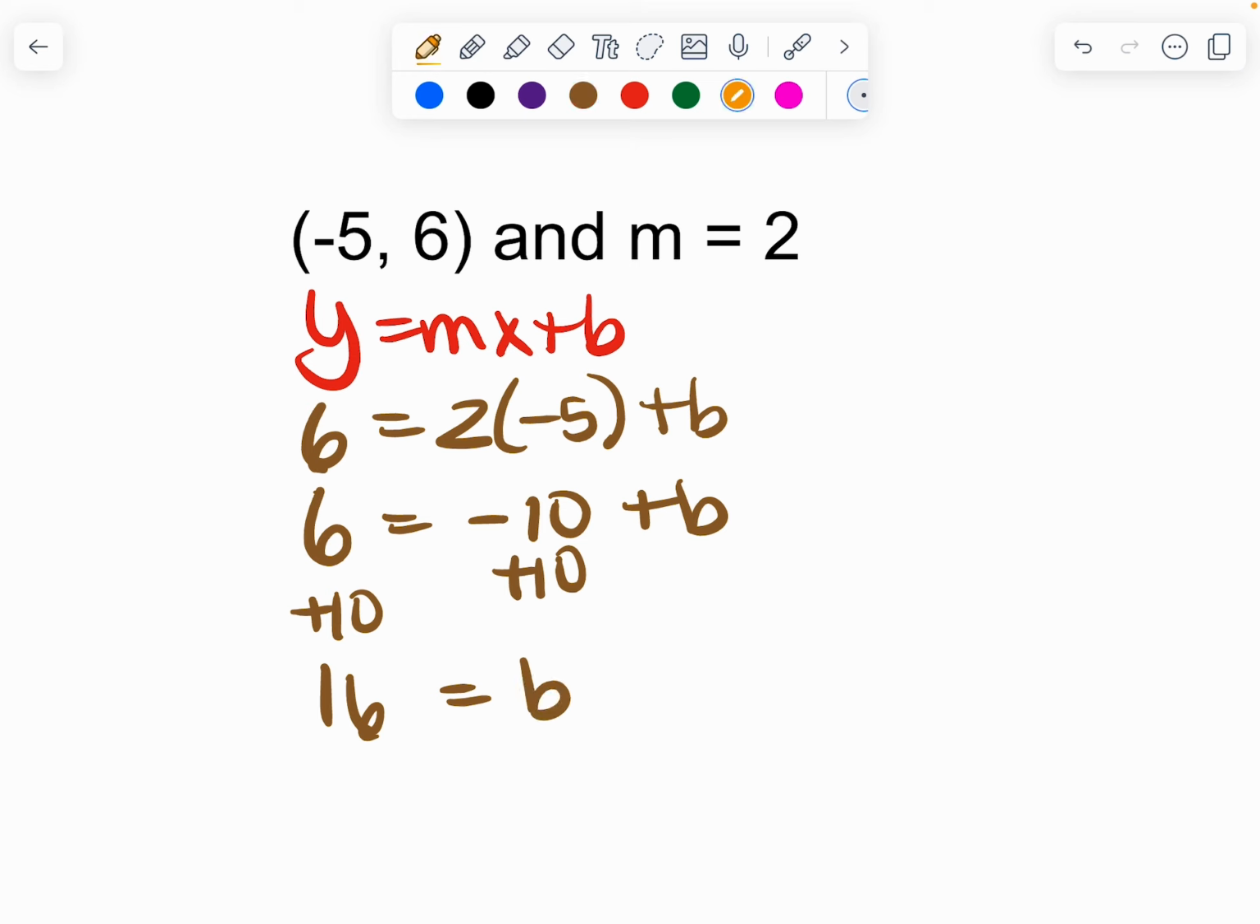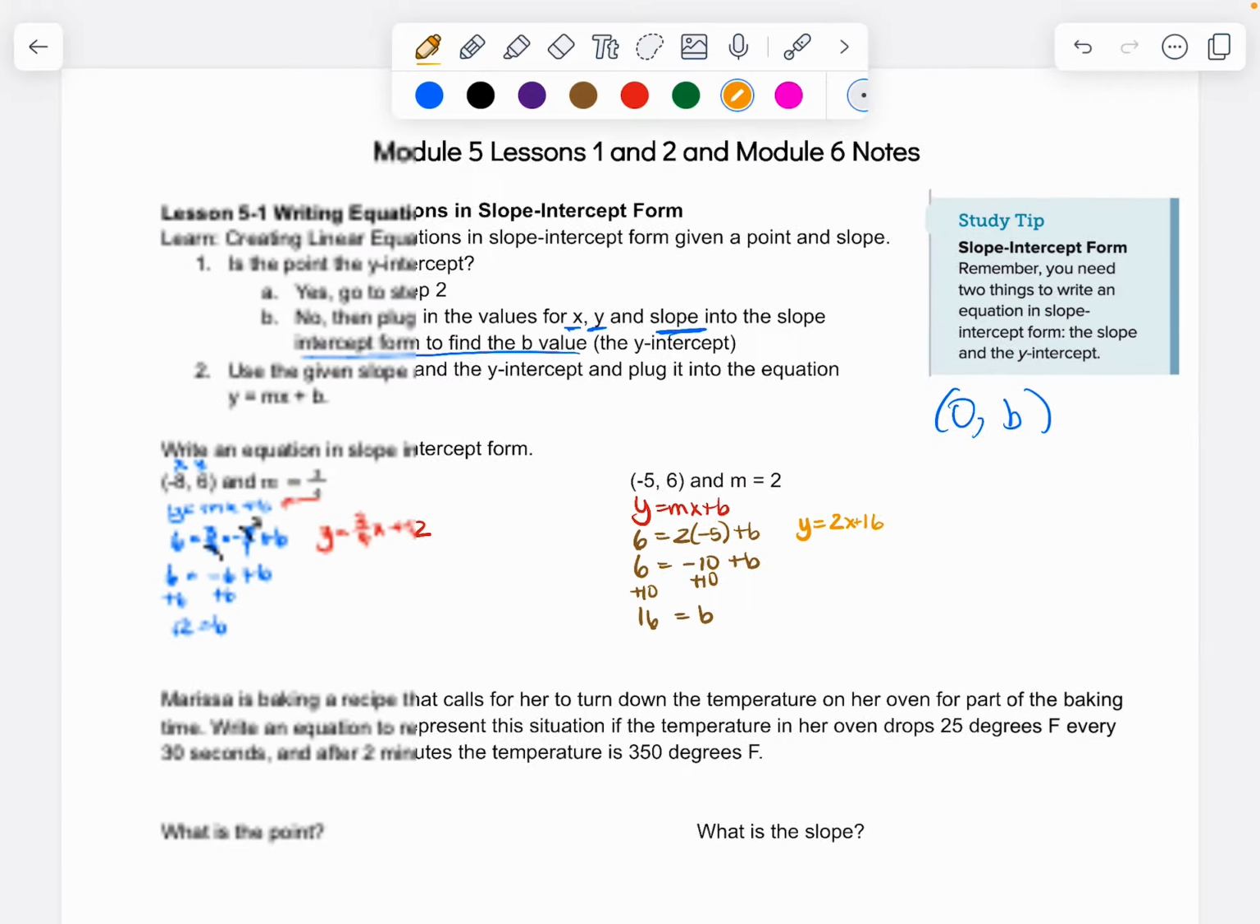We are not finished. We have to plug that back in. y equals the m, which is 2, and the b, which is 16, forgot the plus sign. There we go. And that is our equation.